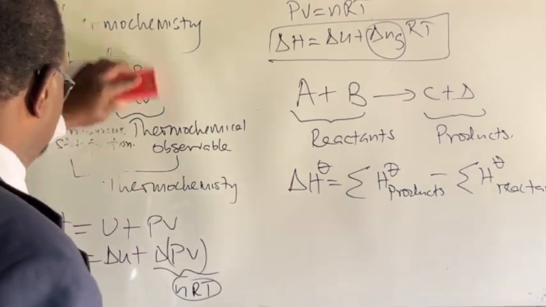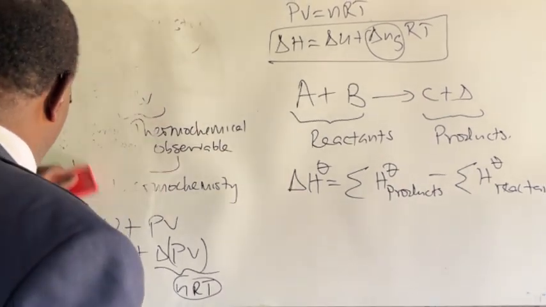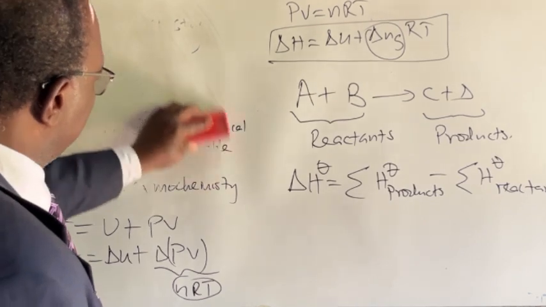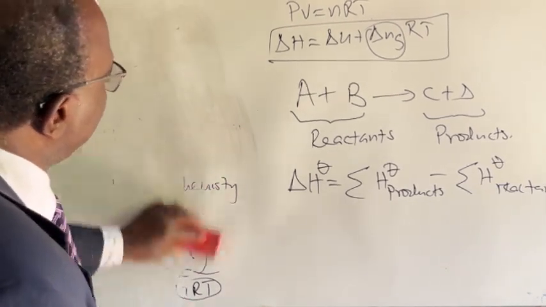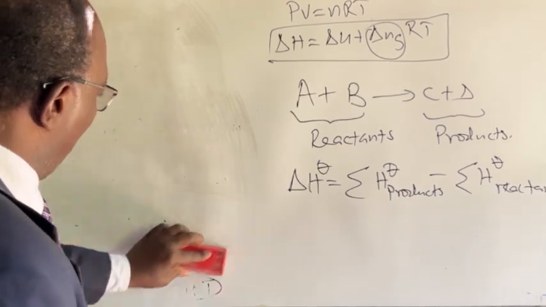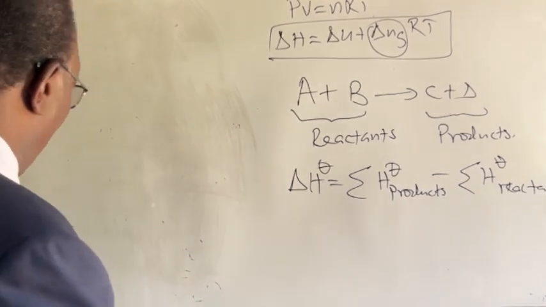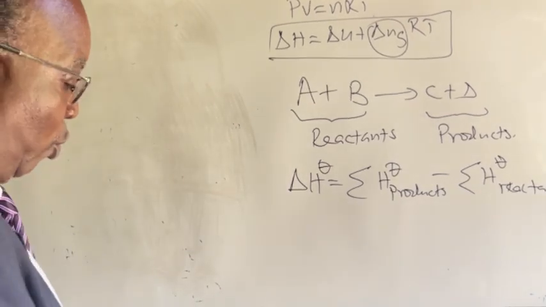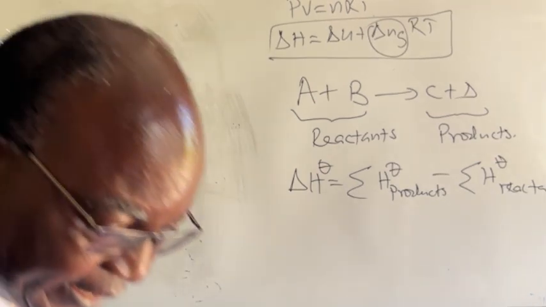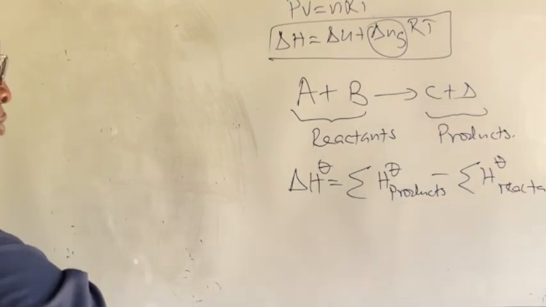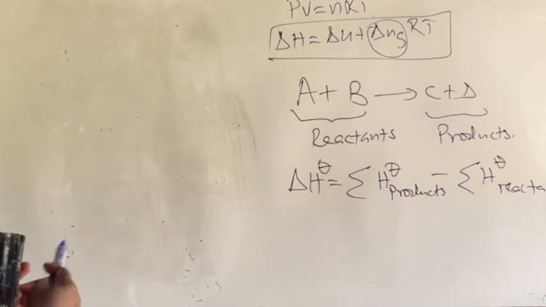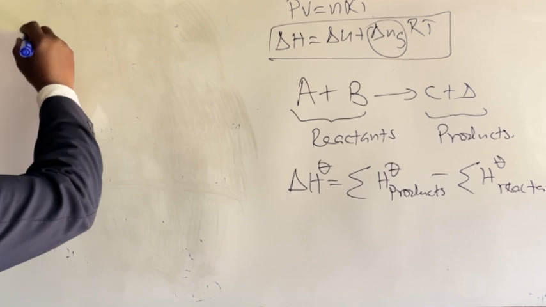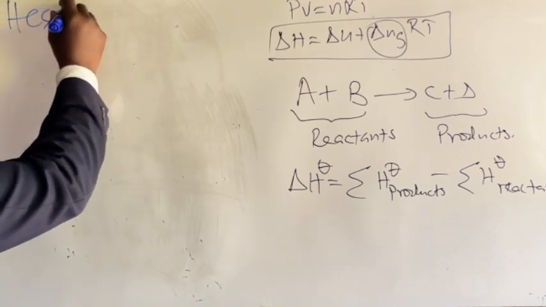Now, when we are using enthalpies or internal energy, which are state functions, we can apply Hess's law. And what is Hess's law of constant heat summation? It means that you can actually add these reactions. Suppose we have, let us start with Hess's law.